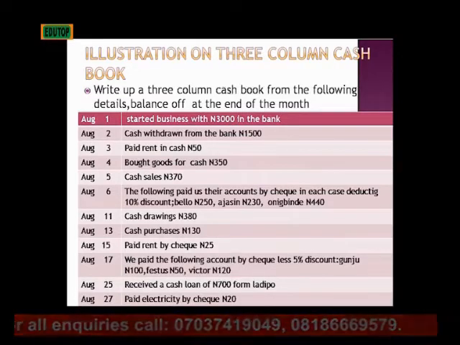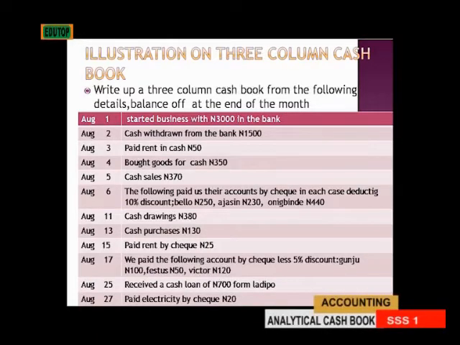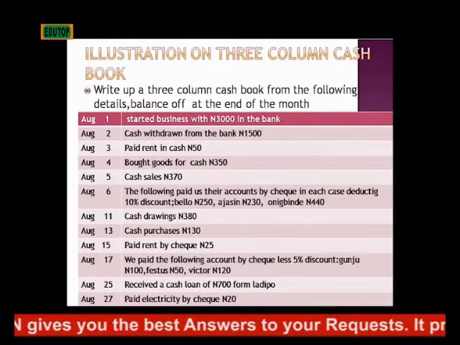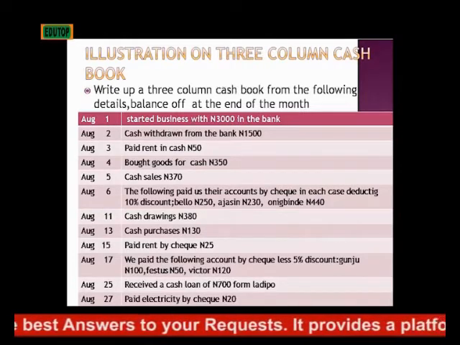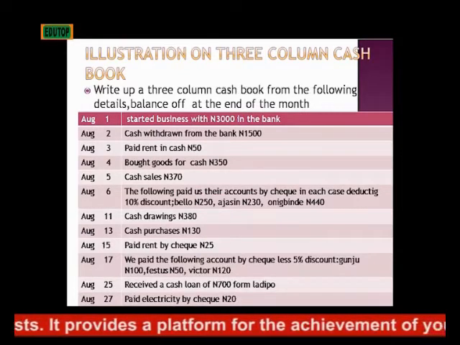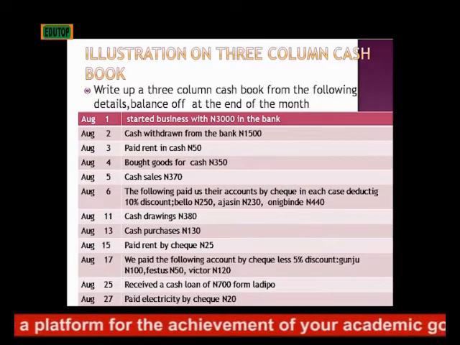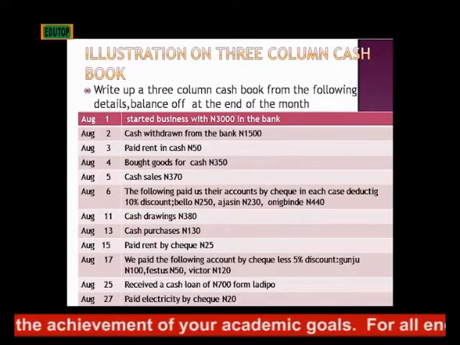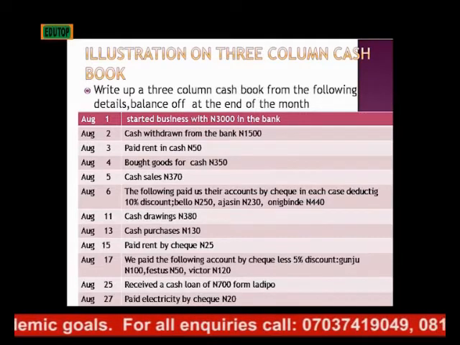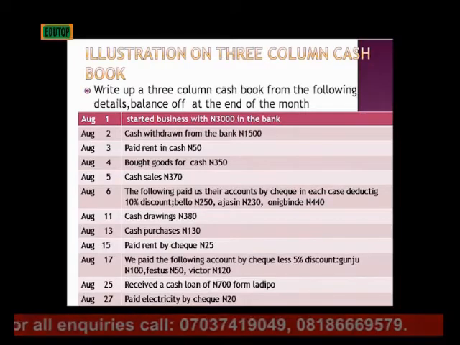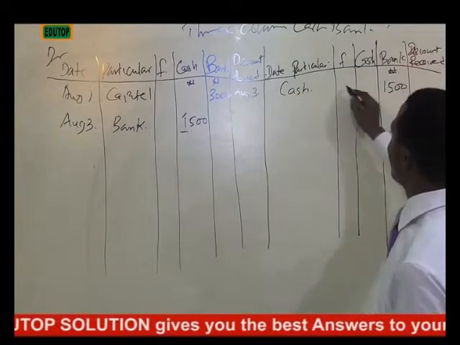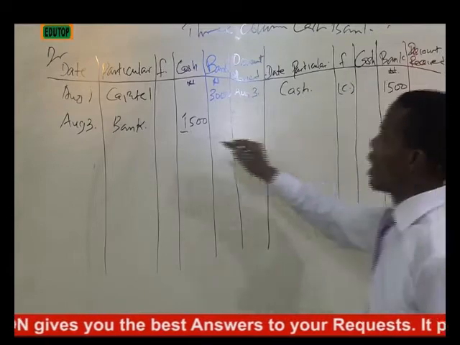Now August 3 says cash withdrawn from the bank. Then you write bank, and how much is that? It is 1,500. Then you write August 3 cash, that is the 1,500, contra entry.